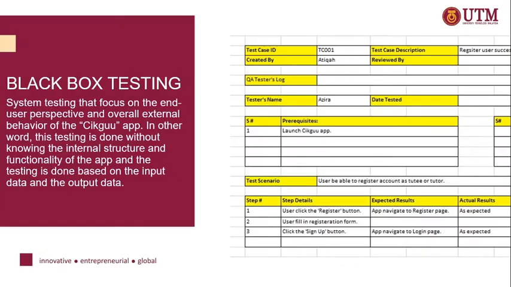So moving on to the testing phase. This project will implement 3 types of testing. The first one is black box testing, which focuses on the end user perspective and overall external behavior of the Cikguu app. In other words, this testing is done without knowing the internal structure and functionality of the app, and the testing is done based on the input and the output.